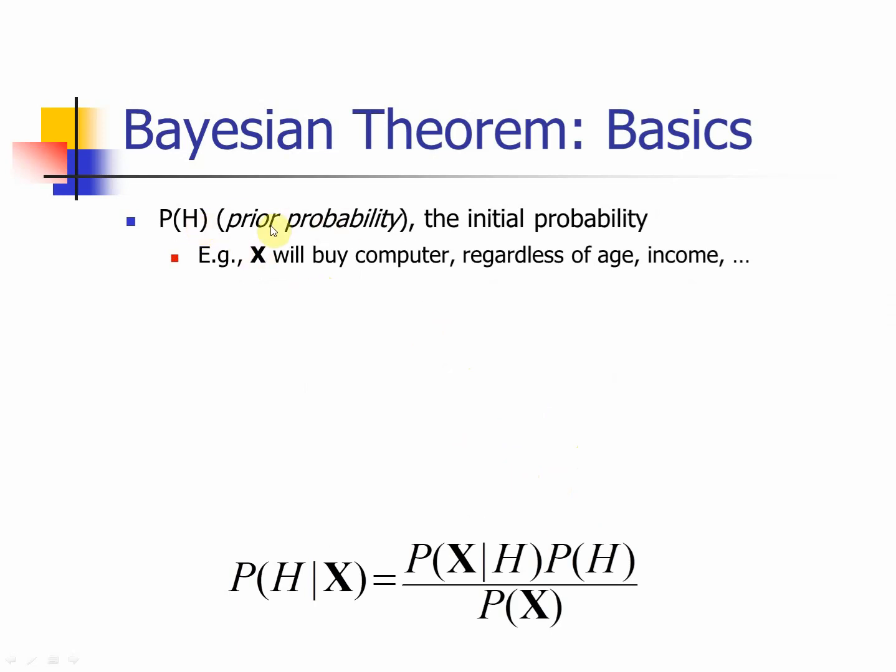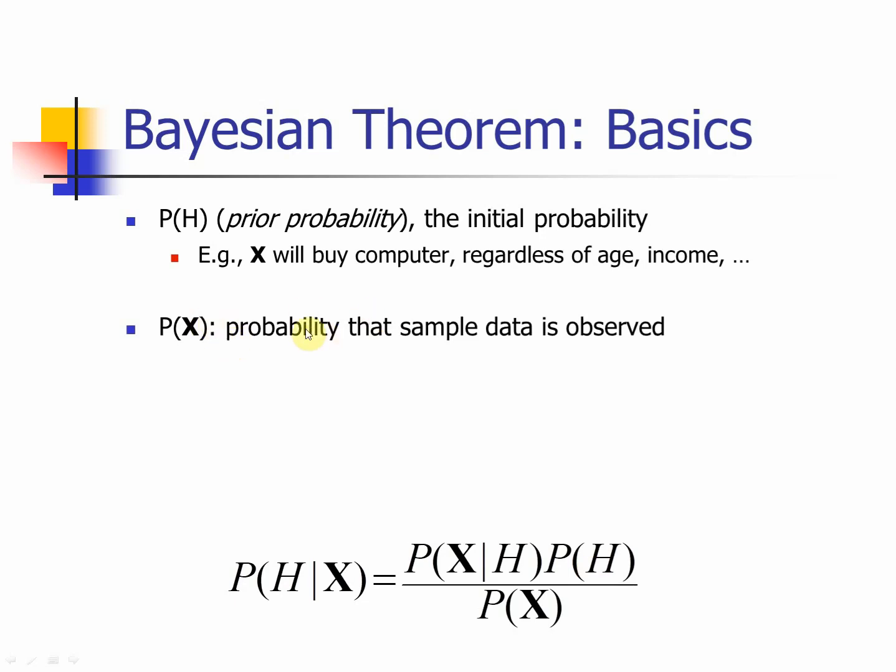P of H is the prior probability, which is the initial probability for the hypothesis that you are making. In other words, if your hypothesis is that this person is going to buy a computer, P of H is the probability of buying a computer. In our example, 9 out of 14 people are buying a computer, so the probability of buying a computer is 9 divided by 14. If the hypothesis is that this person is not going to buy a computer, then we have 5 out of 14. That is the probability of not buying a computer. So we can handle one value already.